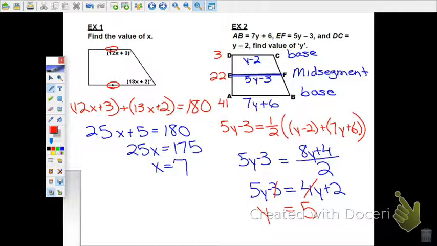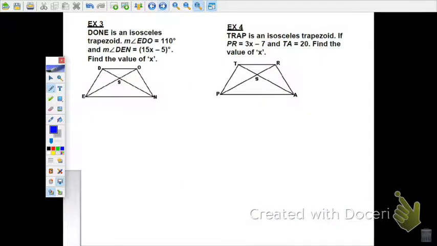If I'm going from 3 to 22, what's the distance between those 2 points? From 3 to 22 is how much? 19. To go from 22 to 41 is how much? 19. Okay, 22 is the mid-segment. It's exactly in between the 3 and the 41. So that's how you could check your work with that kind of a problem. So that mid-segment formula is something that you want to be able to process.